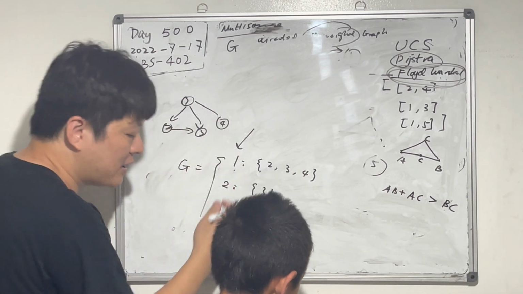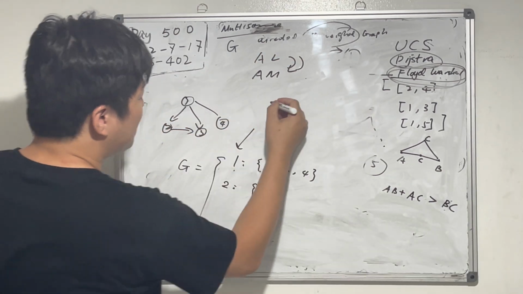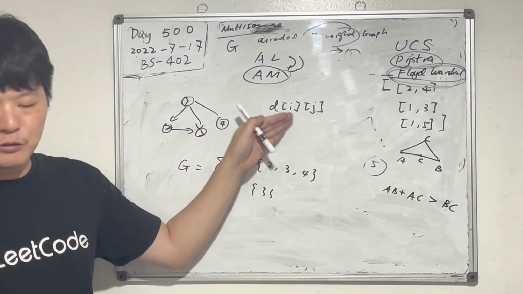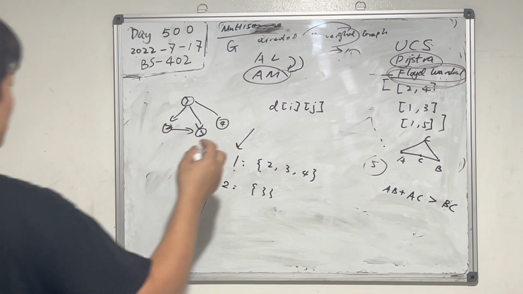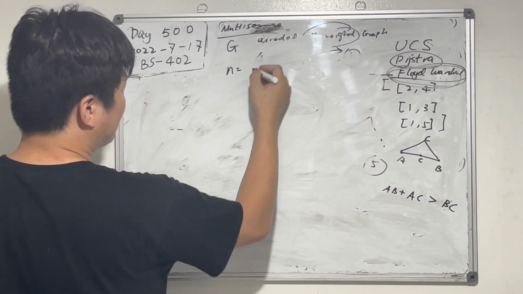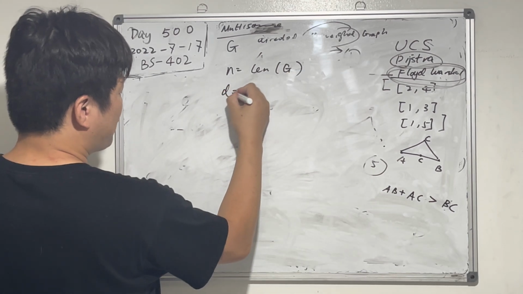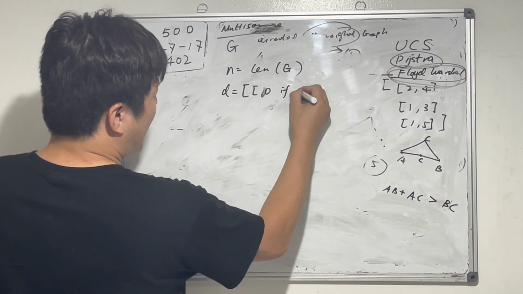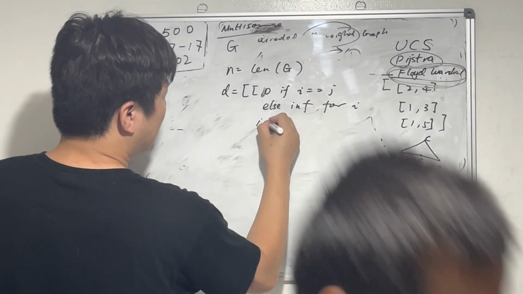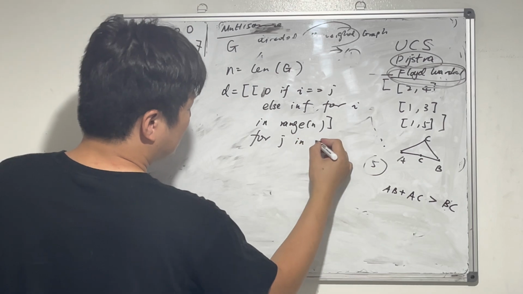That's what it is, and we want to convert the adjacency list to an adjacency matrix. With this algorithm, we need to access d[i][j], the cost, so it's better to convert it to an adjacency matrix. We use a two-dimensional array to store the cost between vertex i and vertex j. Given n vertices and the adjacency list, we need to convert it to D, the adjacency matrix. So 0 if i equals j, else infinity, for i in range n, where n is the number of vertices. Then for j in range n.